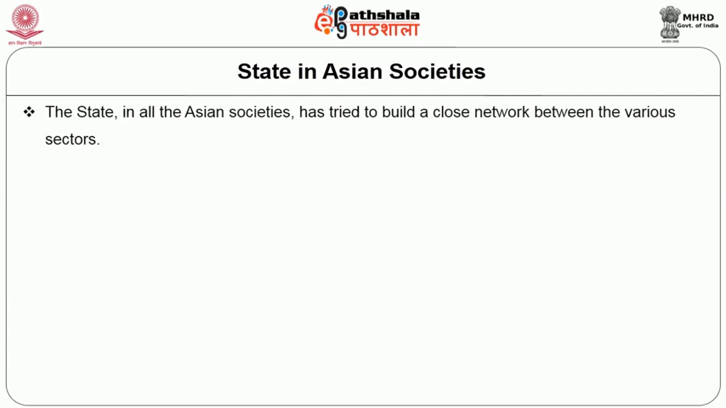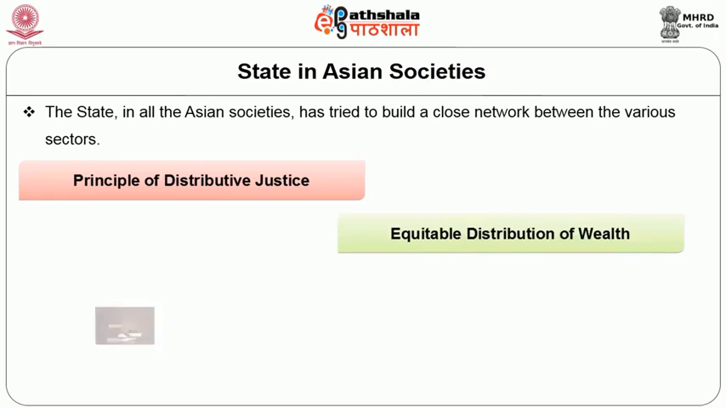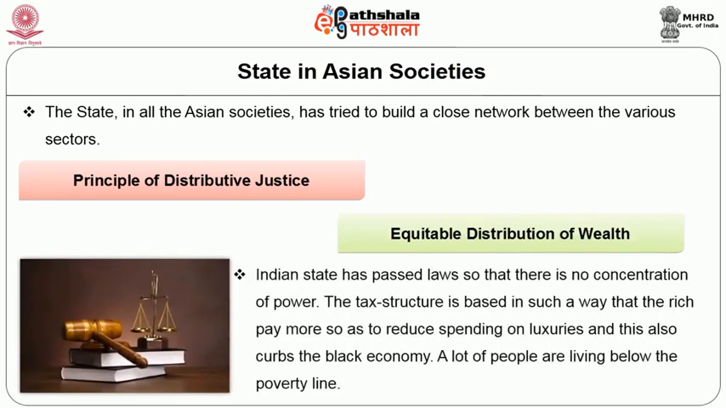The state in all Asian societies has tried to build a close network between the various sectors. Following the principle of distributive justice, fairness, and equitable distribution of wealth, the Indian state has passed laws so that there is no concentration of power. The tax structure is based in such a way that the rich pay more so as to reduce spending on luxuries, and this also curbs the black economy.